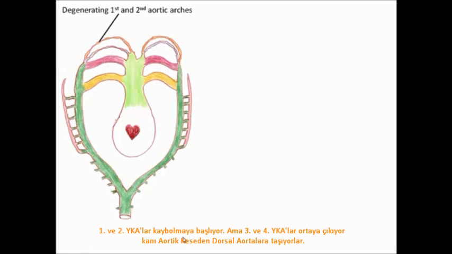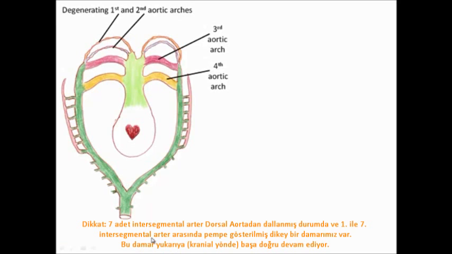We move a little further along, and now things are getting interesting. The first and second arches start to degenerate, but the third and fourth arch come into existence and start carrying most of the blood from the aortic sac to the dorsal aorta. Notice we've got intersegmental arteries again, 1, 2, 3, 4, 5, 6, 7, and between the first and seventh intersegmental arteries we get a bridging vessel that grows between these guys and starts elongating cranially or towards the head.